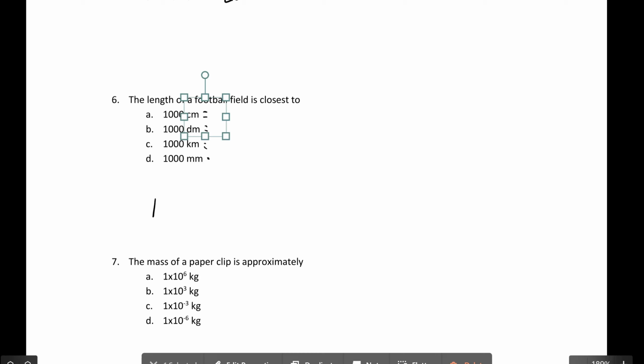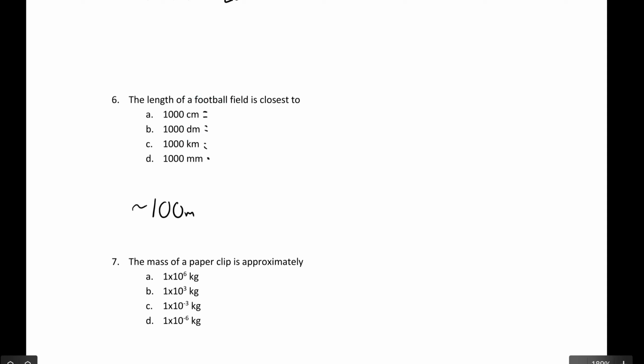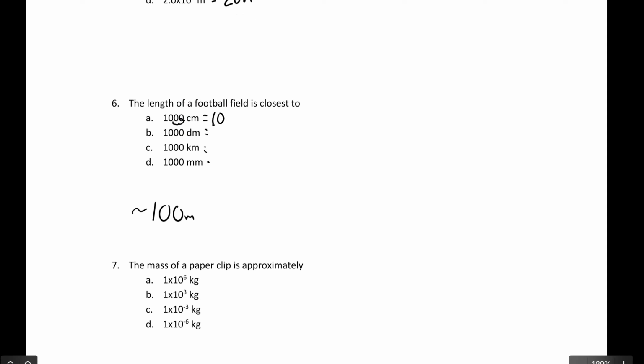Okay. The length of a football field is closest to what? So this is kind of going in the opposite direction. I would convert everything into meters because I know that a football field is 100 yards, which should be around 100 meters. So we're looking for an answer that's about 100 meters. So let's see, centi is 2 decimal places, 1, 2, 10 meters. That's how you do that if we wanted to do the acronym method. Decimeter is 1 decimal place, so that's 100 meters.